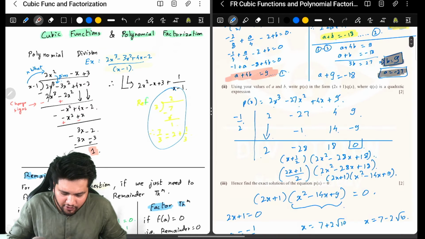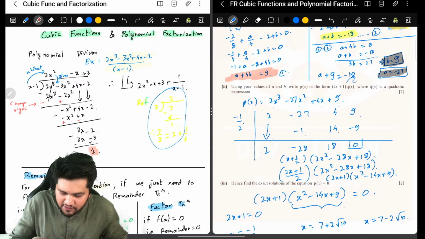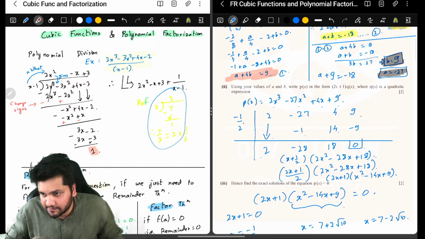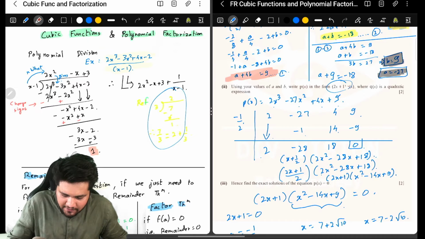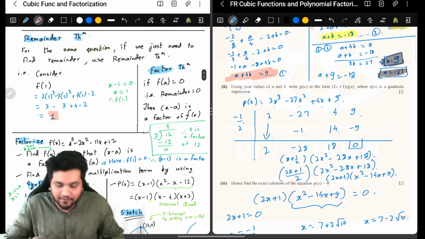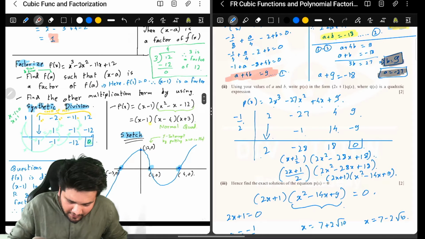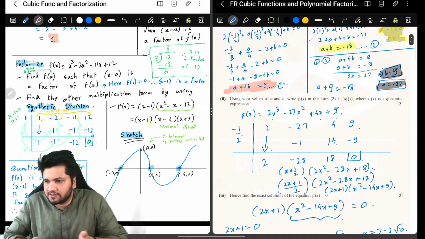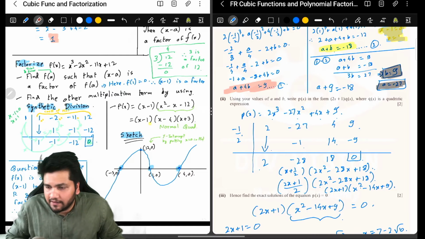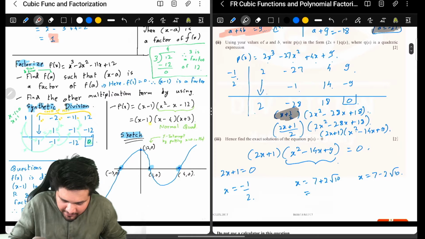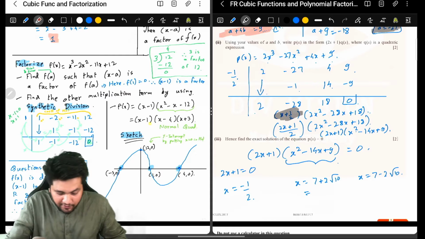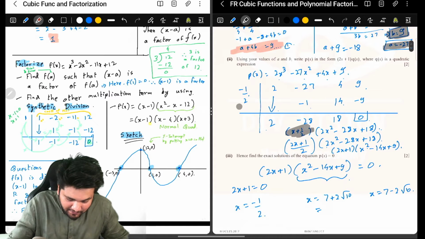The second part is: using your values of a and b, write p of x in the form 2x plus 1 into q of x. That means they want us to factorize it, in simple words. Obviously we know one of the factors is 2x plus 1. Of course we can use synthetic division for this, the way we did previously. So 2x plus 1 equals 0, again the same thing, so x equals minus 1 by 2. I'll put x equals minus 1 by 2 and use synthetic division to solve this problem. As you can see, you will get x plus 1 by 2, because we are considering minus 1 by 2 as a factor. That's why we get x plus 1 by 2.